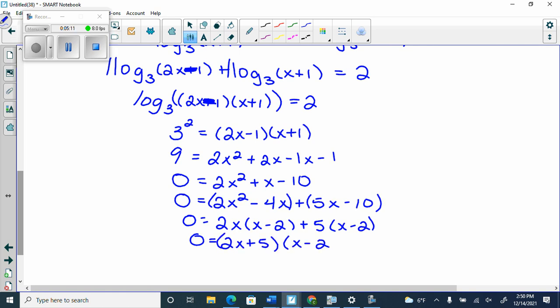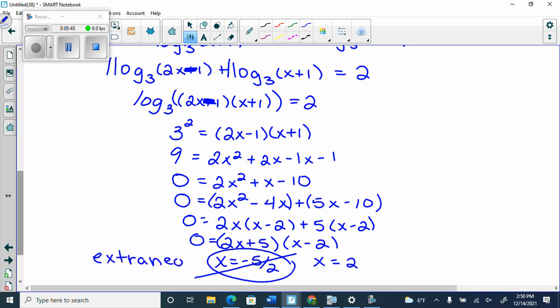When I solve these out, I get x equals negative 5 halves and x equals 2. And remember, I always have to check them. So I take the negative 5 halves, which is negative 2.5, and I go up here and I go 2 times negative 2.5 is negative 5 minus 1 is negative 6. That's a problem. I can't have a negative there, right? So I circle it, and it's extraneous.